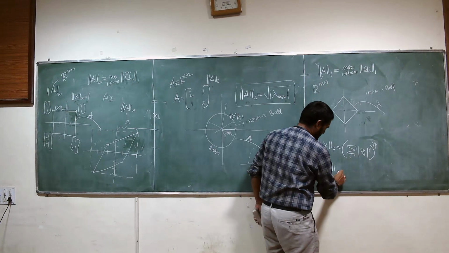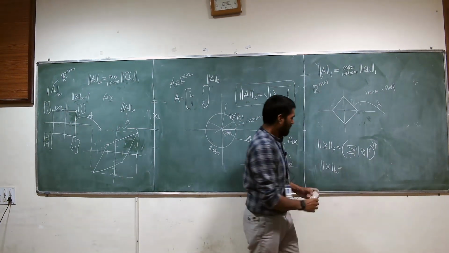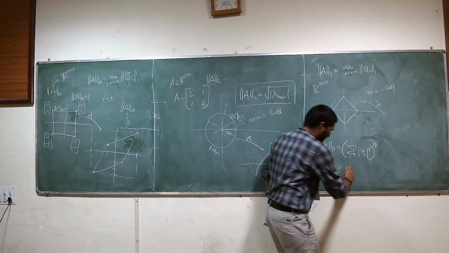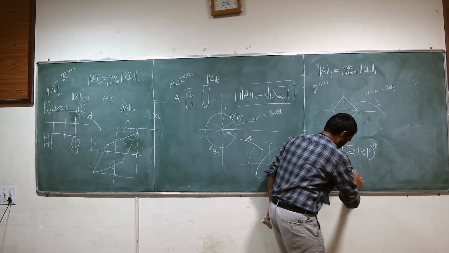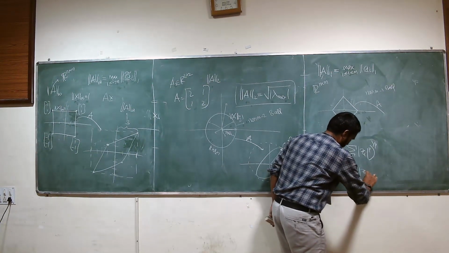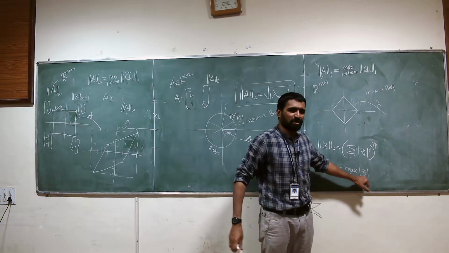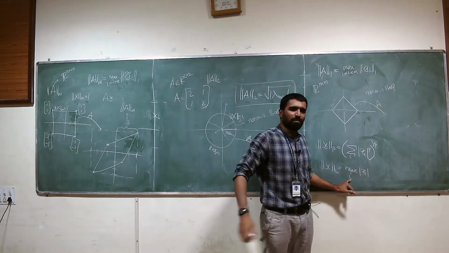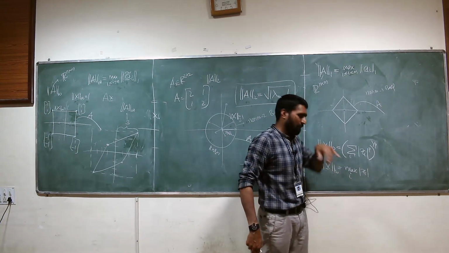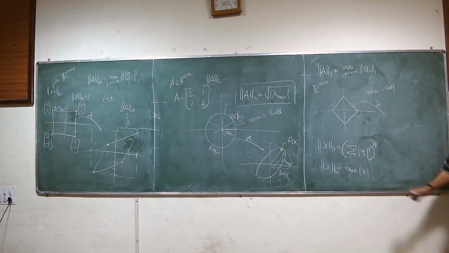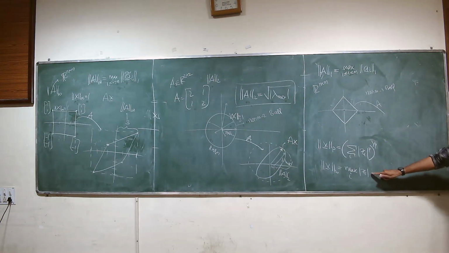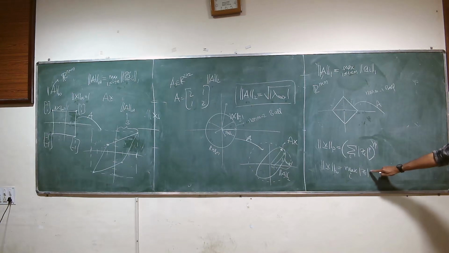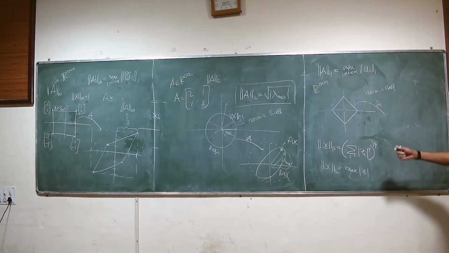You have a definition like this, and then suddenly somebody comes and says, well, the infinity norm is simply: you take all the elements, find their absolute value, and whatever is the maximum possible absolute value, that is the infinity norm. Maybe initially this is strange, but if you think about it a little, it's not that strange.